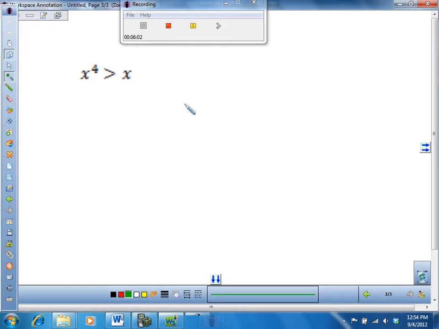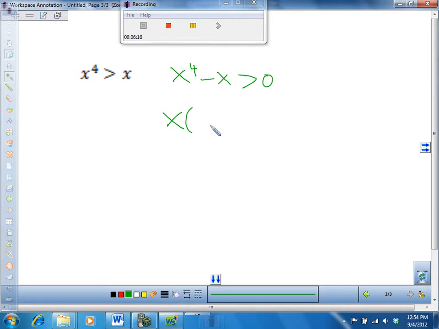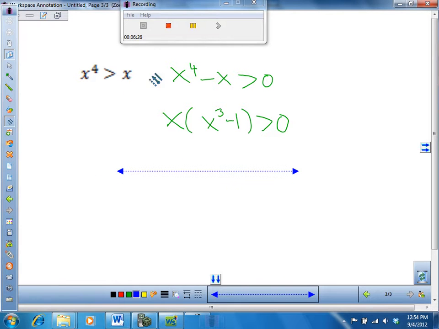So what you have to do is rewrite this as x to the fourth minus x is greater than 0. All right? And then you factor out an x from both of these, which gives you x times x cubed minus 1 is greater than 0. And then you do your number line thing again. Okay? And where is this function 0? What makes this 0? x is 0 is one place, and you make that an open circle because it says greater than. It doesn't say greater than or equal to.